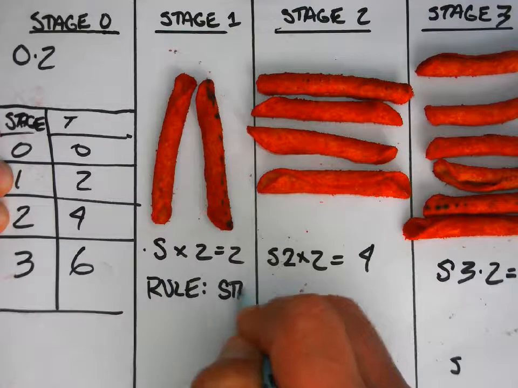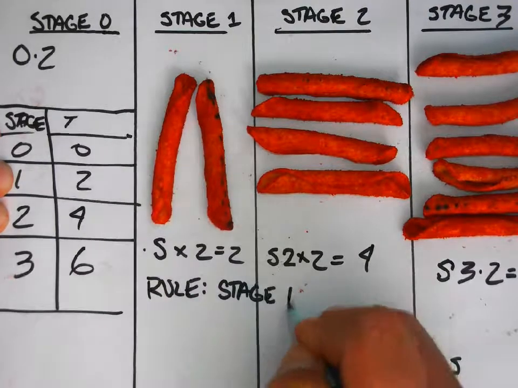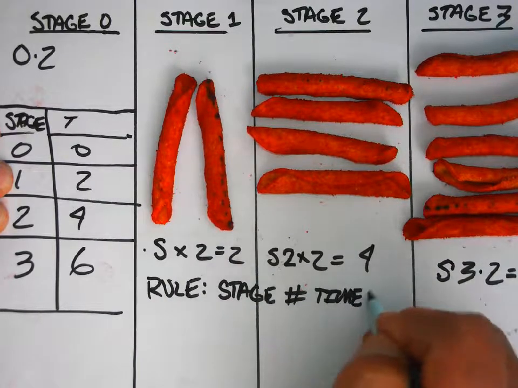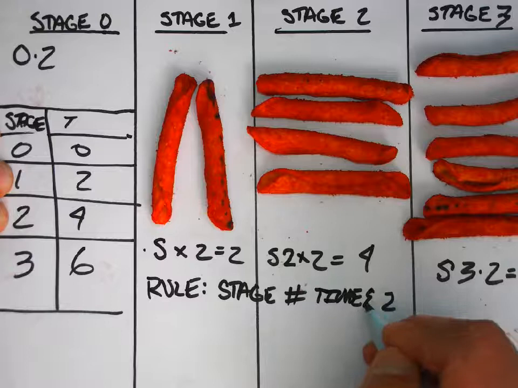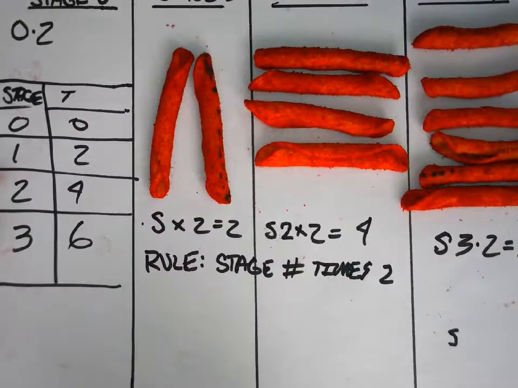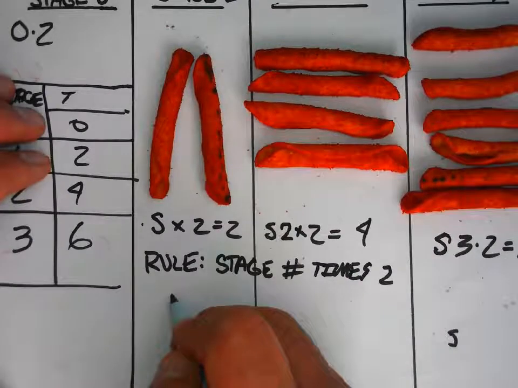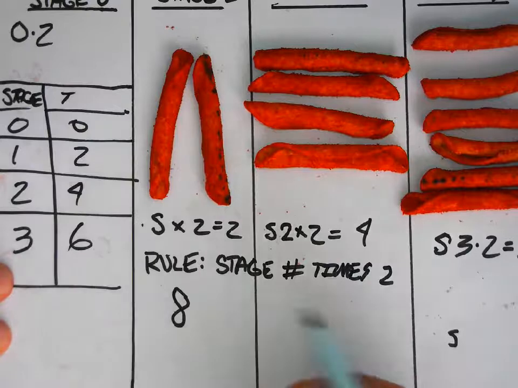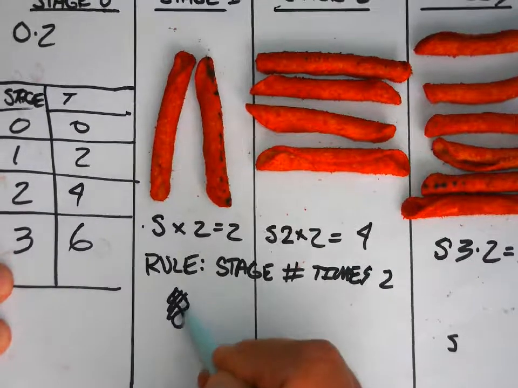So here's our rule: stage number times 2. Everybody agree? So we're doing the same thing we've done on Friday. So next, we need to come up with, oh, I just messed that up. Sorry about that, folks.